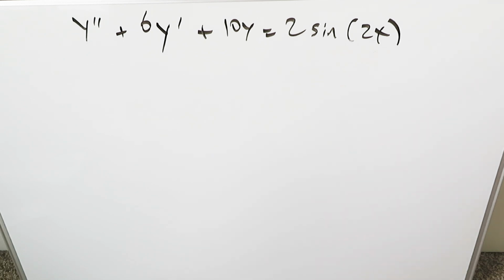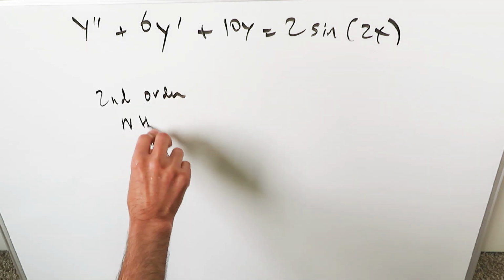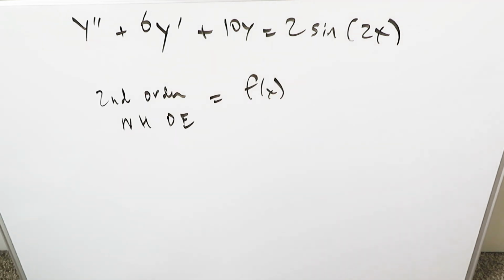Thank you for joining me for this video where we are looking at another style of non-homogeneous or inhomogeneous second order differential equations where your expression equals something which is trigonometric. It's a non-homogeneous differential equation, and it's equal to a certain function, and that function is a trigonometric function.